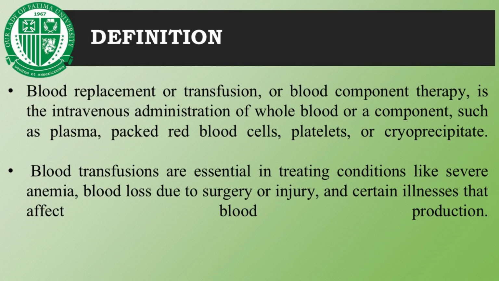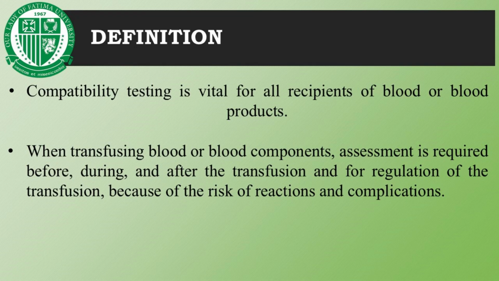Packed red blood cells, PRBCs, are used to treat anemia and increase oxygen carrying capacity. Plasma helps in clotting disorders and fluid balance. Platelets are given to patients with low platelet counts to prevent bleeding. Cryoprecipitate provides clotting factors for conditions like hemophilia. Blood transfusions are typically needed in cases of severe blood loss or conditions like leukemia or sickle cell disease. Careful testing for blood compatibility and monitoring during the procedure are crucial to avoid reactions and ensure safety.